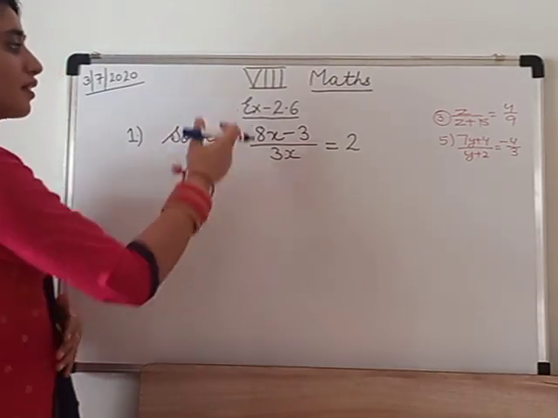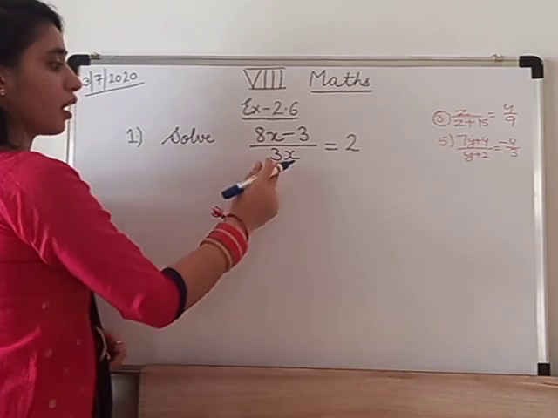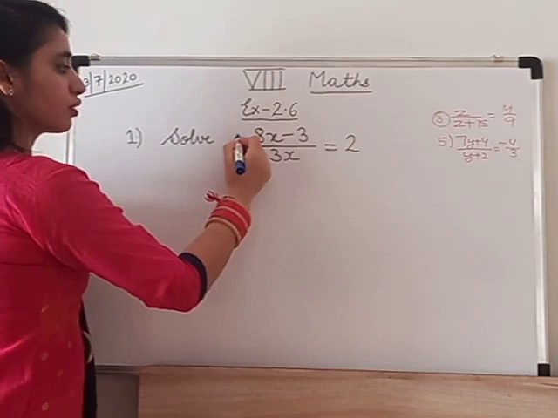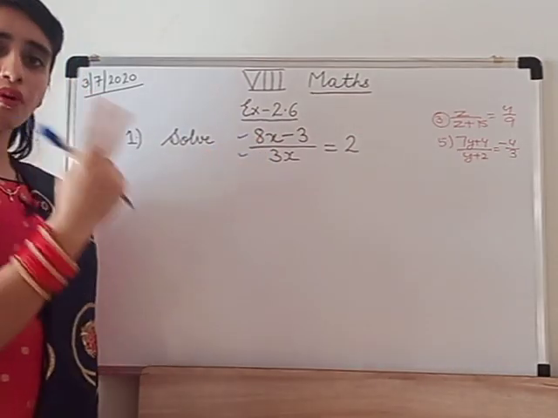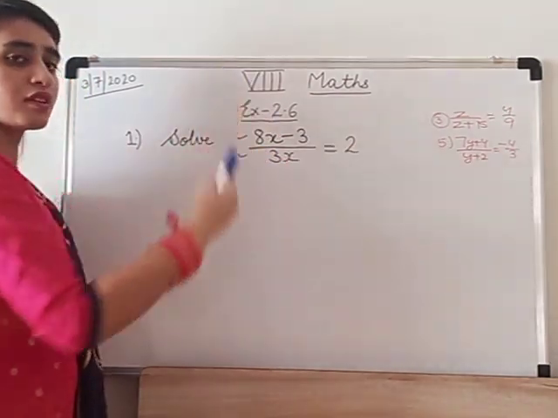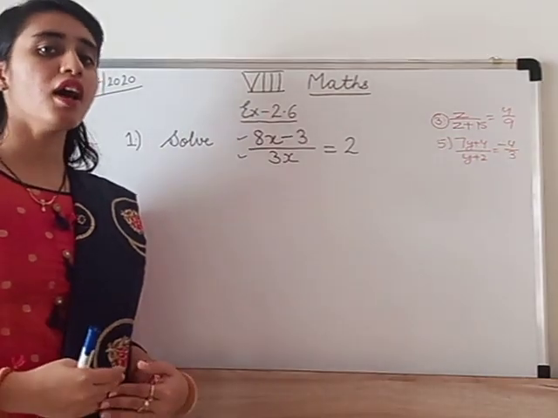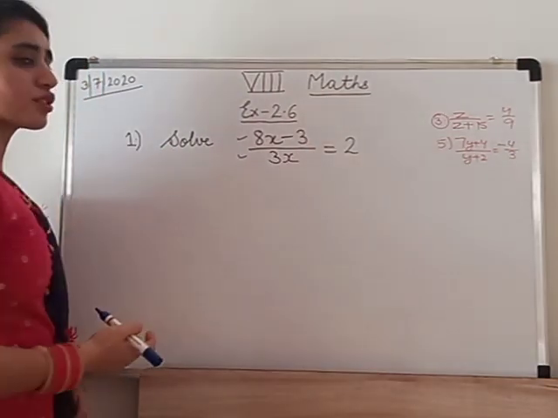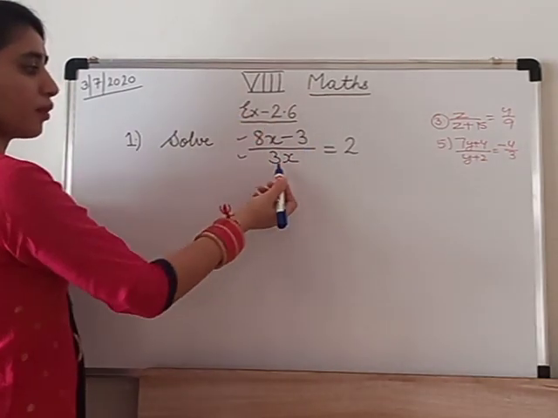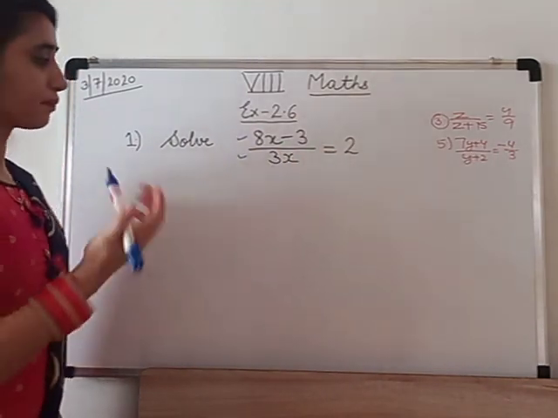Okay? See, the first question is: solve (8x minus 3) upon 3x is equal to 2. In this question, the numerator and the denominator both have linear expressions. Now, how can we solve this type of equation and find the value of our variable x? Let's see. The first question of exercise 2.6 is (8x minus 3) upon 3x is equal to 2. How can we solve this equation?